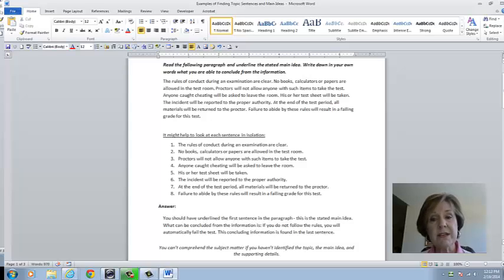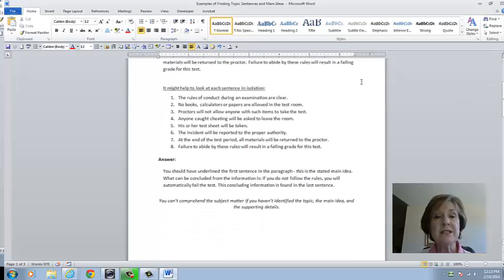A paragraph's topic is the subject of the paragraph. Finding the topic of a paragraph is the first step in finding out what the paragraph is trying to say. And I've done this for you in this paragraph. Finding the topic of the paragraph is the first step in finding out what the paragraph is trying to say.